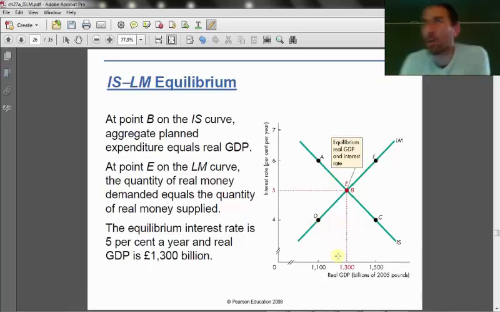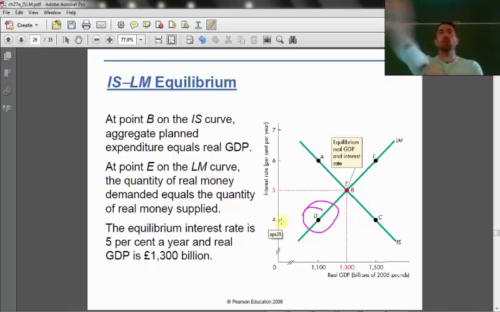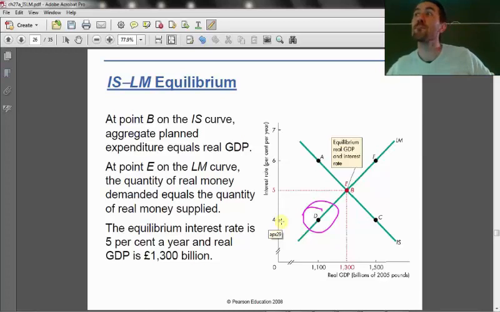Now, this is what I would like you to answer for me, please. Consider point D. Is point D a point of equilibrium in our economy? In other words, is everything in equilibrium in our economy at point D? No. What is not in equilibrium? What's the problem with point D? What's wrong with point D? What's not in equilibrium?